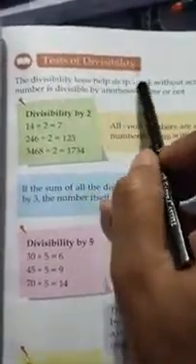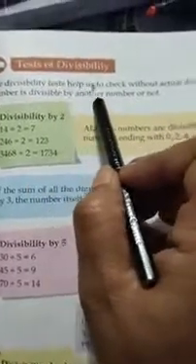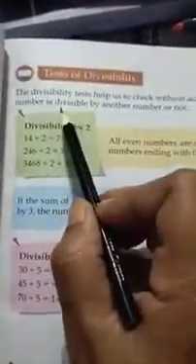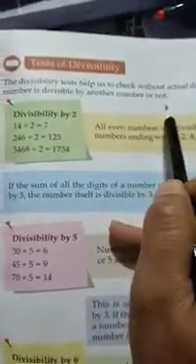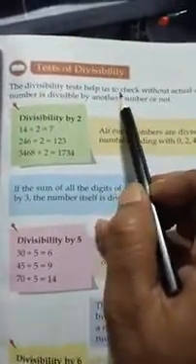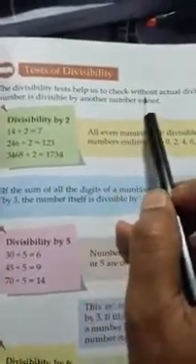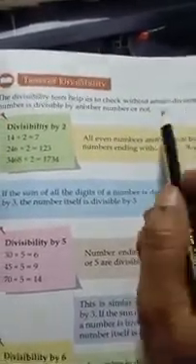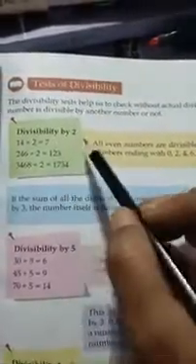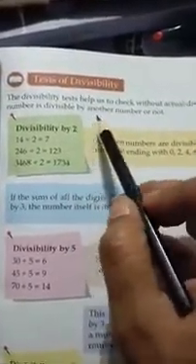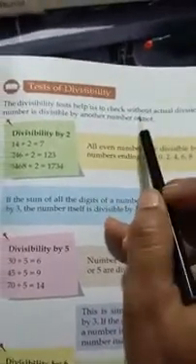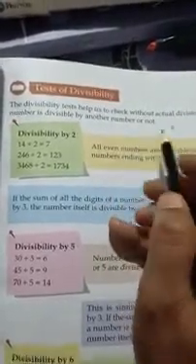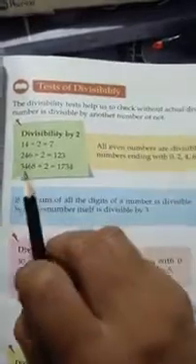What are the tests of divisibility? Yes, the divisibility tests help us to check without actual division whether a number is divisible by another number or not. By observing a number carefully, we can tell whether this number is divisible by that number or not. If we know these rules, these tests of divisibility, then without doing the division we can tell that this number will be divisible by 2, this number will be divisible by 3, this number will be divisible by 5, and so on.